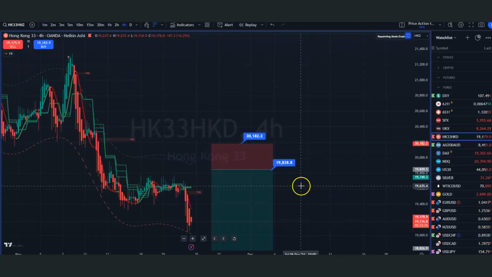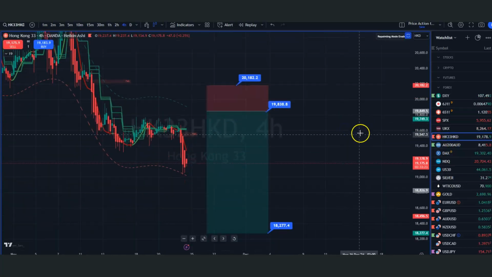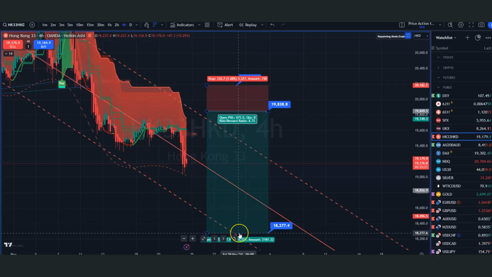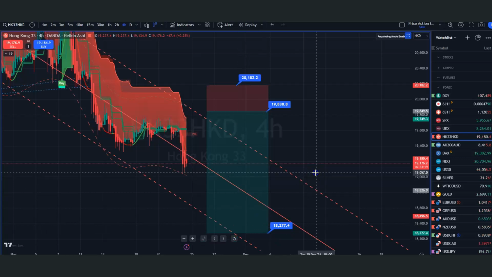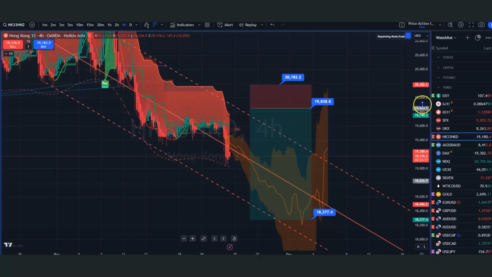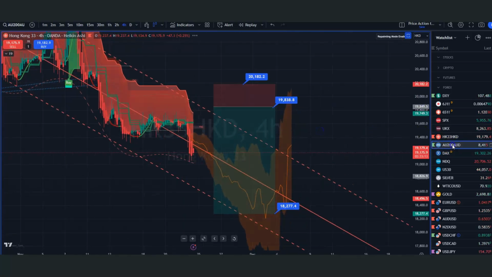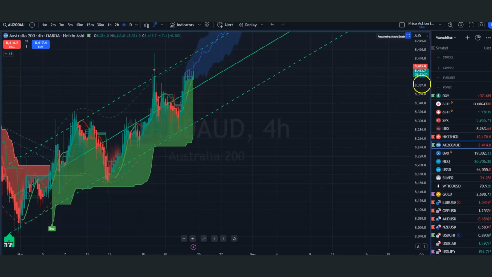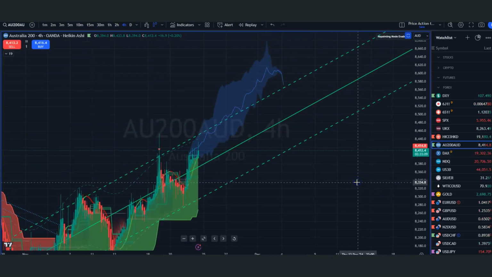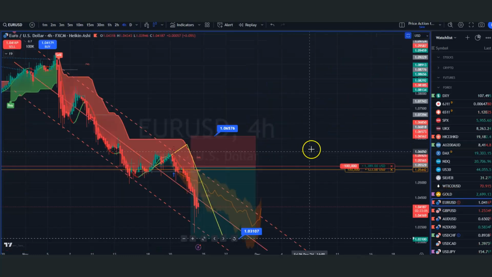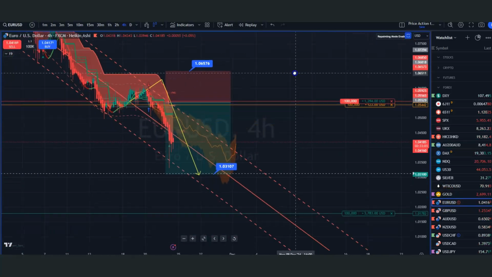Hang Seng to the downside. We didn't get a pullback, but nonetheless, it's heading for target 18,277. Just waiting for the software to catch up. Yeah, there it is. Fantastic. Aussie 200 to the upside. Is it going? Yes, it is. Euro dollar, how are we doing there? Yeah, euro dollar making money.